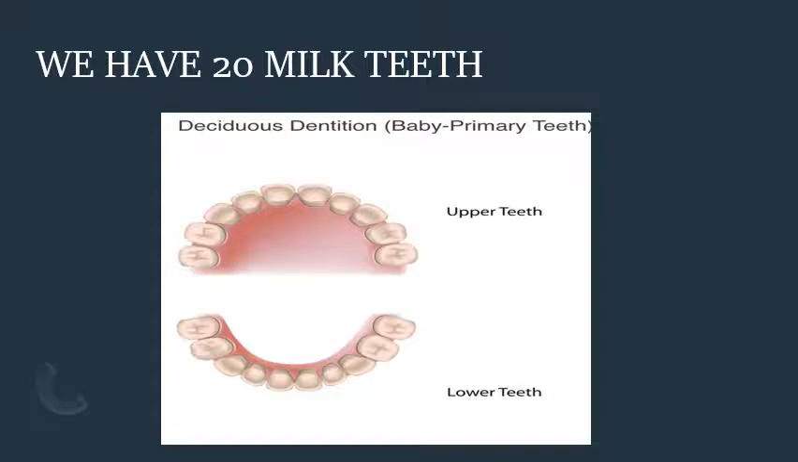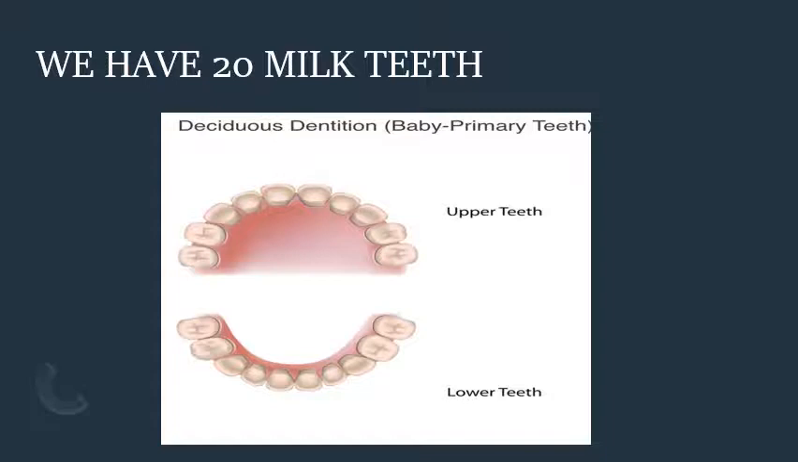Temporary teeth, or milk teeth. How many temporary teeth or milk teeth do we have? 20. This is the first set of teeth any baby, you, me, anybody has. We have this first set of teeth, and it is only 20 in number.